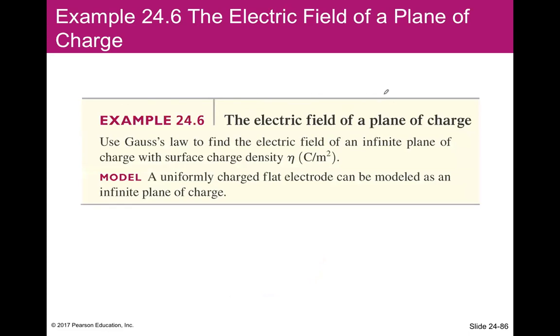Now let's see another example. Electric field of a plane of charge. So first of all, let's say you have a plane. This plane has charges, and the charges are uniformly distributed. Let's say you know the charge density on this plane. Can we calculate the electric field, let's say outside this plane?